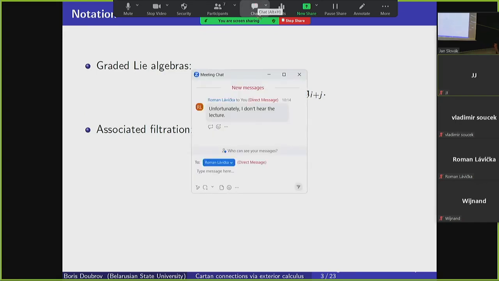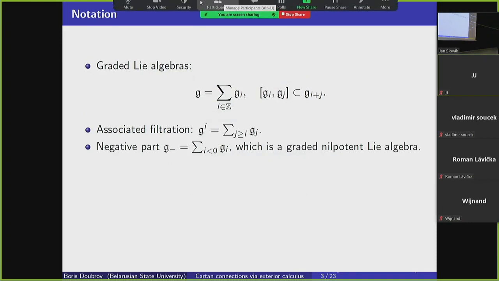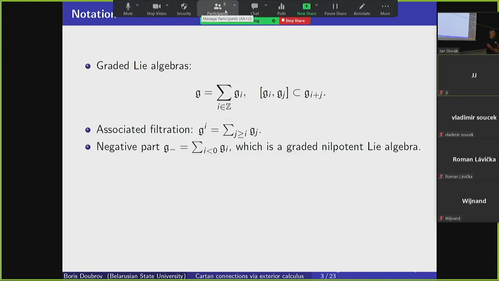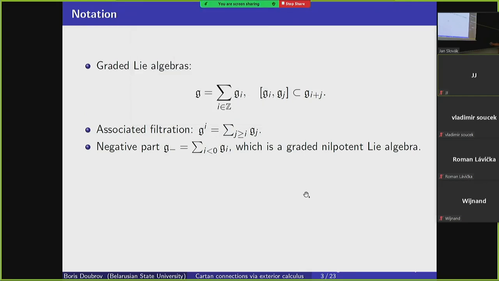Another disclaimer: for people who have seen a lot of Cartan connections in the scope of parabolic geometry, I will not assume that G is semi-simple, though the examples, at least today, will be exactly of this kind because I'll be speaking about projective connections. Then another notion is the negative part of g, which will often be used in the talks, which is just the sum of all graded spaces with negative degree, which is a graded nilpotent Lie algebra.